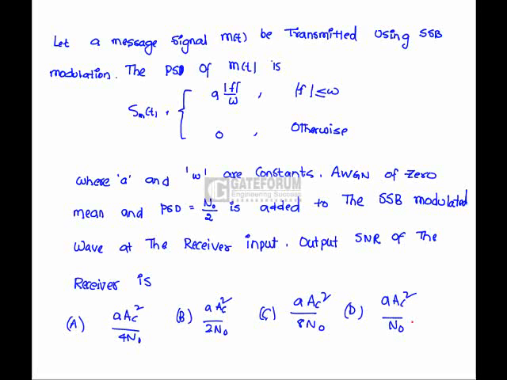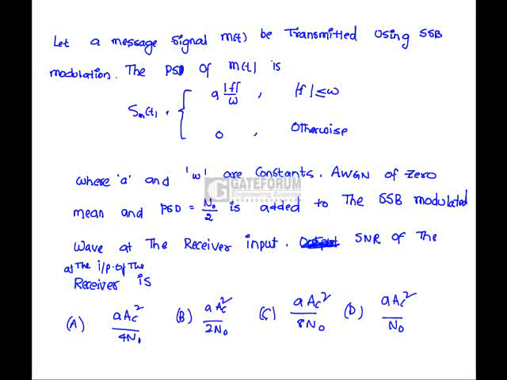Question: let a message signal m of t be transmitted using single sideband modulation. The PSD of m of t is given below, where A and omega are constants. AWGN of 0 mean and PSD equal to N0 by 2 is added to the SSB modulated wave at the receiver input. The output SNR of the receiver is? Here we have to find the signal to noise ratio at the input of the receiver.